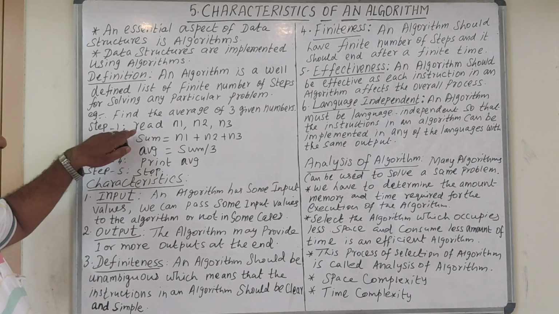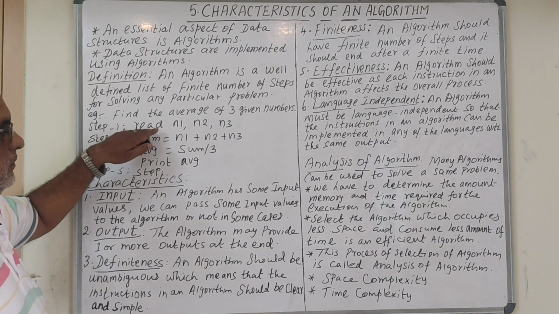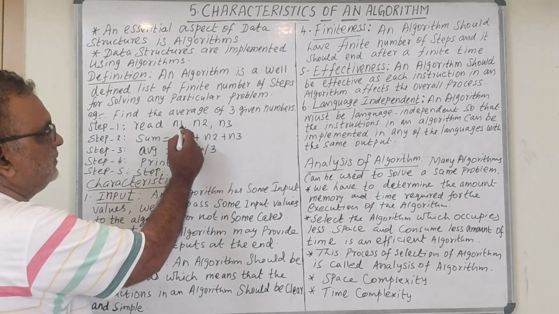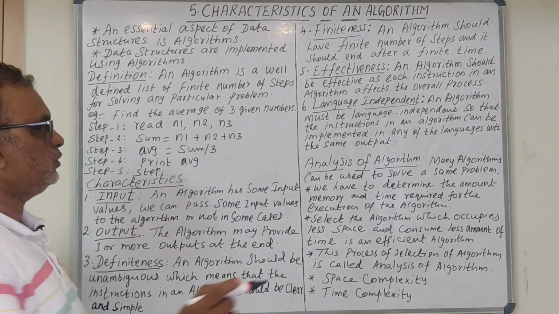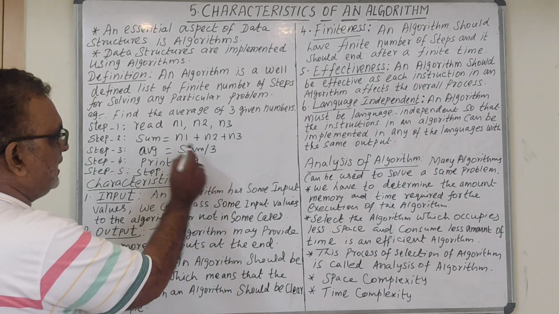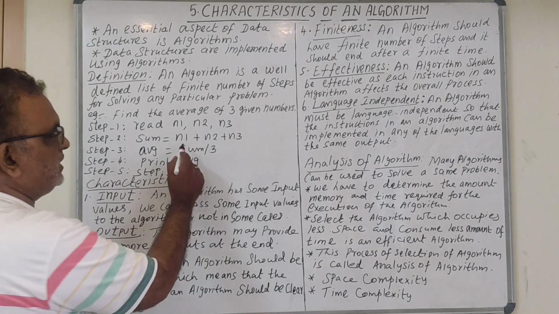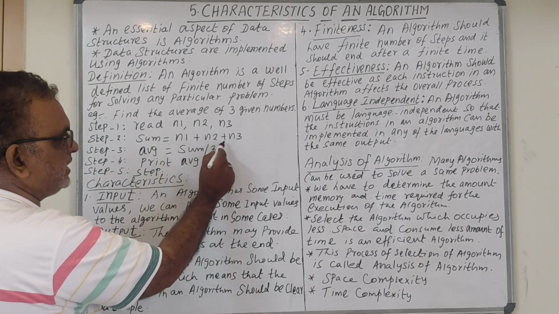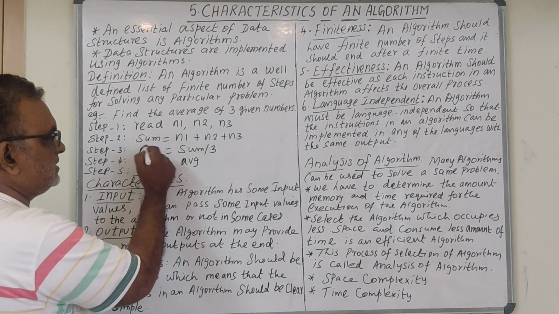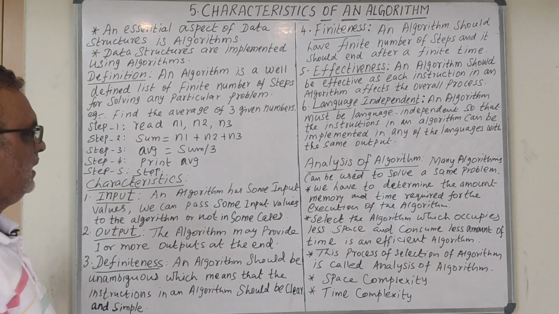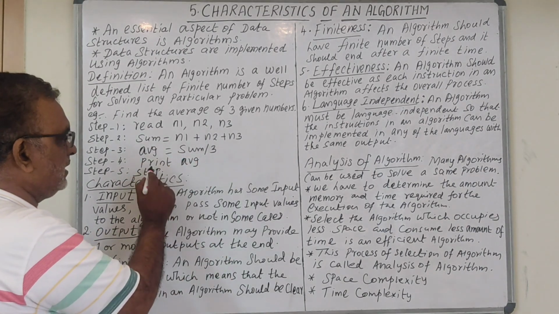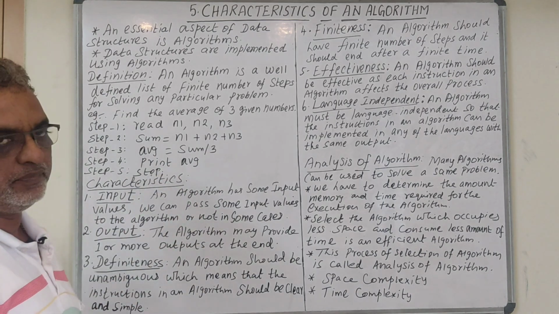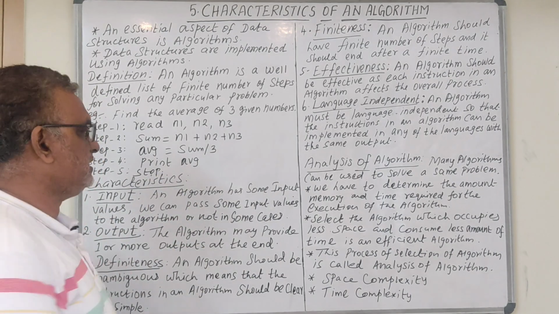So this algorithm contains the input statement, that is read, and n1, n2, n3 are the inputs, and we calculated the sum value using the statement n1 plus n2 plus n3. We store the result in the sum, and in order to calculate the average, again the sum is divided by 3, and finally we print the value AVG, that is the output.